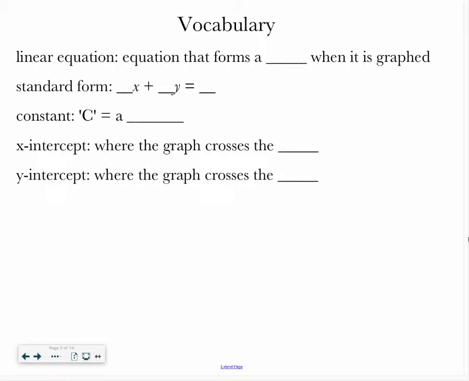A linear equation is an equation that forms a line when it is graphed. Standard form is when you have a number times x plus a number times y, and that equals a number, okay? So in order to be in standard form, you need your x and your y on the same side of the equal sign and set it equal to a number. A constant in the standard form equation is represented by c, and c just represents another number.